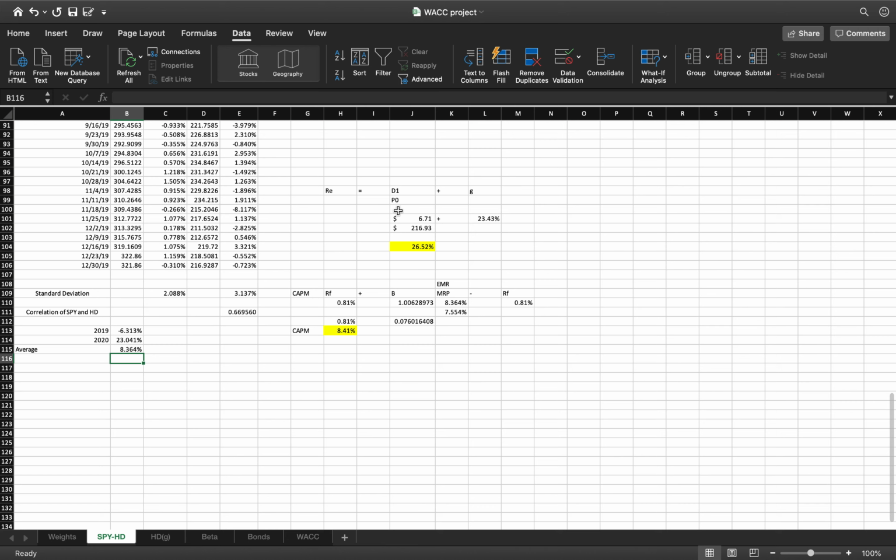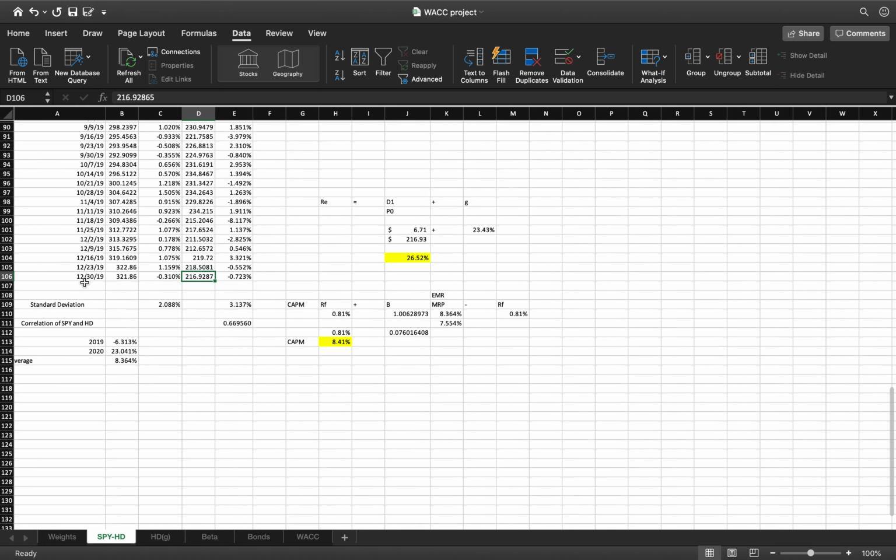Once you find dividend 1, you're going to want to just plug it in. For example, it's going to be dividend 1 divided by price 0 plus growth. We have dividend 1 and growth, and your price 0 is going to be your last value for Home Depot, which for me is 216.93. Once you divide by that and add the growth, you get a rate of equity of 26.52%. That's going to be used for the first method when we were finding the weighted average cost of capital.